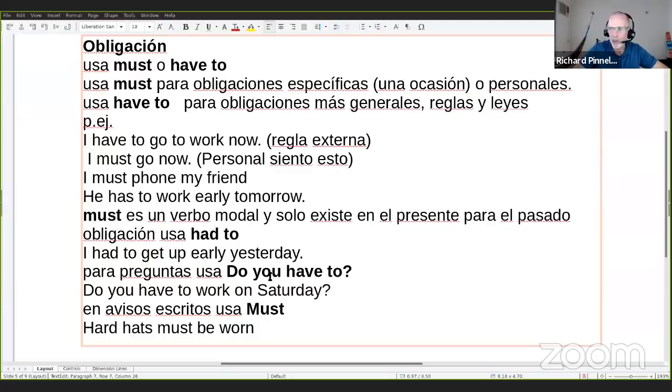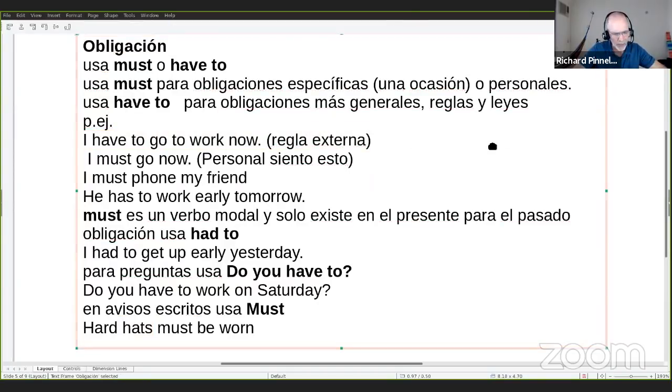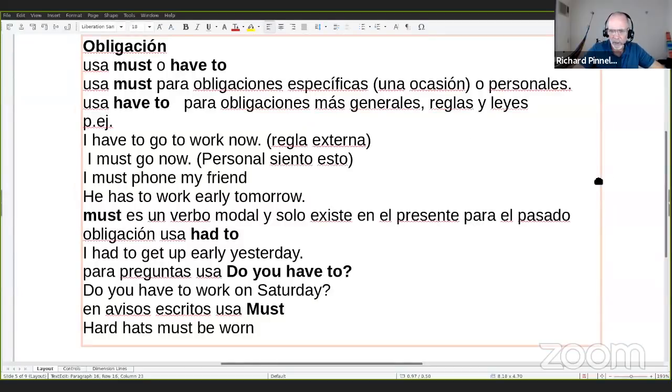Para preguntas, do you have to? Do you have to work on Saturday? La última regla es que en avisos escritos se usa have to. Si es una noticia en un lugar, usa have to. So, vamos a practicar la pronunciación de esos. I have to, sí, debería comentar de la pronunciación, porque la pronunciación es así.